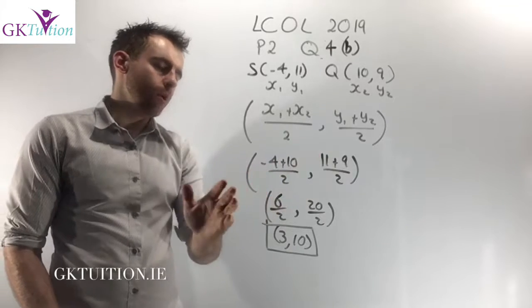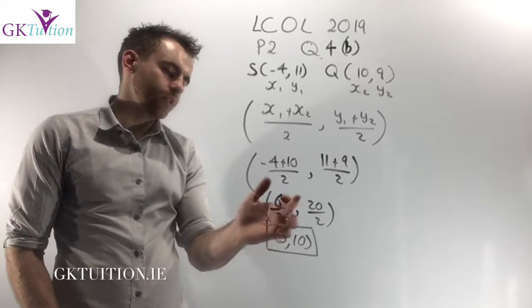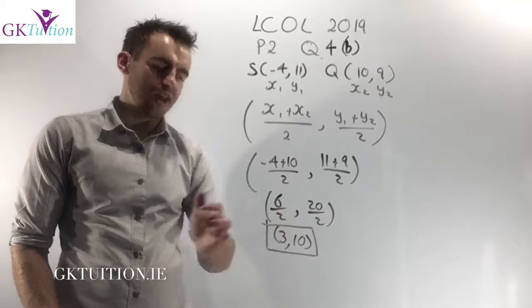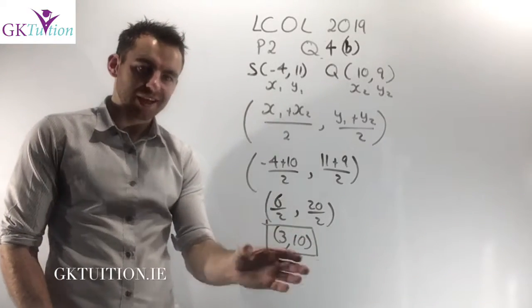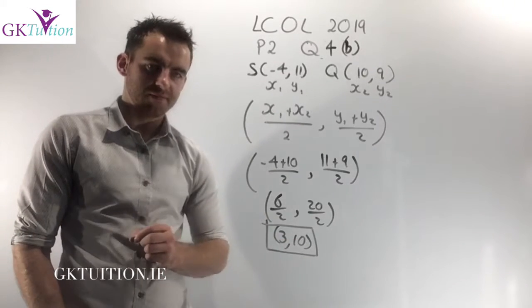Here all I did was plug them all in, and I end up with 6 over 2, which is 3, and 20 over 2, which is 10. So the midpoint of SQ is (3, 10), or in other words, the center of the circle C is (3, 10).